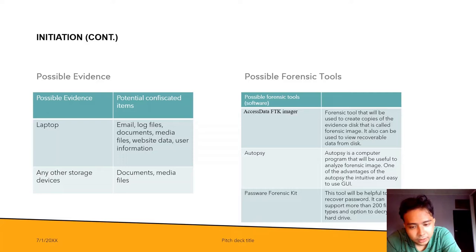And it also can be used to view recoverable data from this. The second forensic tool is Autopsy. Autopsy is a computer program that will be useful to analyze forensic images. One of the advantages of Autopsy is that it is intuitive and easy to use.